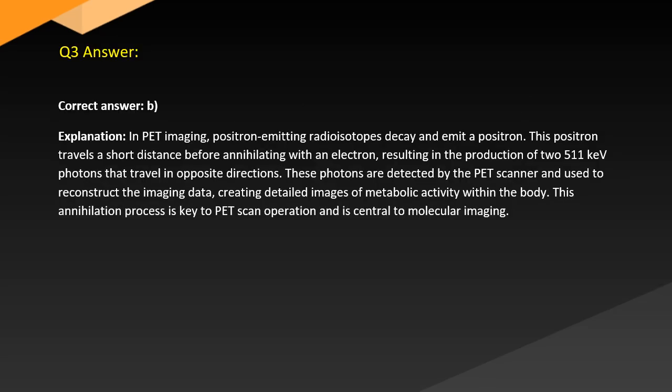Answer. Correct answer: B. Explanation. In PET imaging, positron-emitting radioisotopes decay and emit a positron. This positron travels a short distance before annihilating with an electron, resulting in the production of two 511 keV photons that travel in opposite directions. These photons are detected by the PET scanner and used to reconstruct the imaging data, creating detailed images of metabolic activity within the body. The annihilation process is key to PET scan operation and is central to molecular imaging.